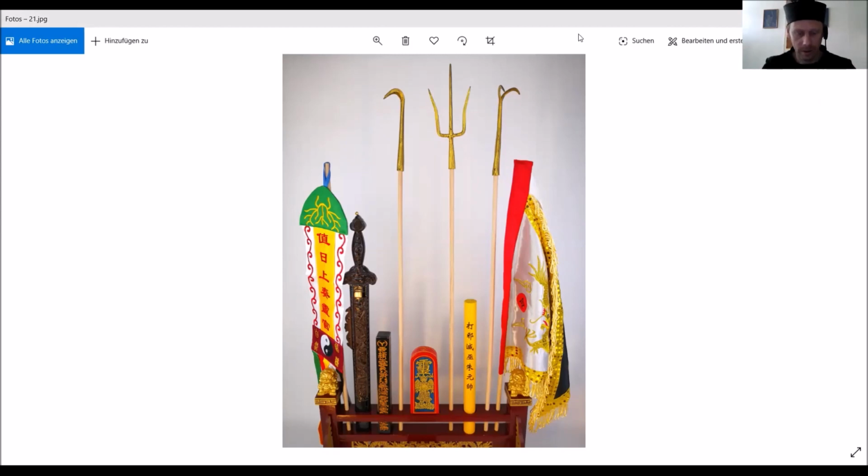So the Daoist tools are not just bought on the internet, on Taobao or on eBay, but we are gifted by the master.